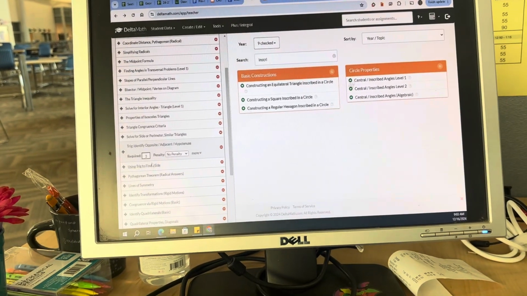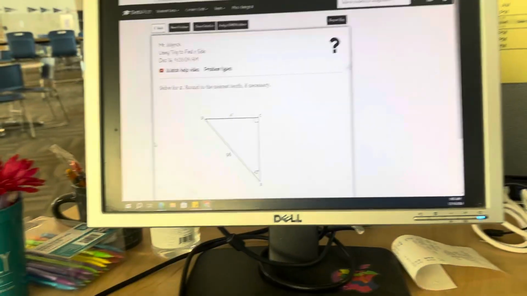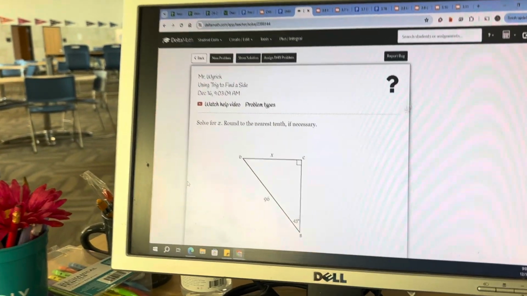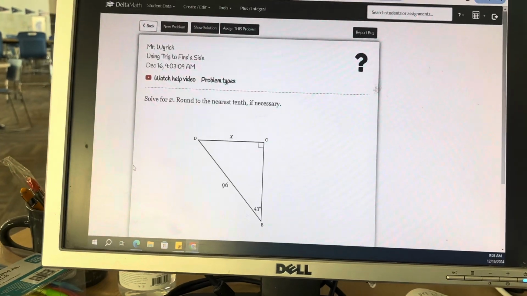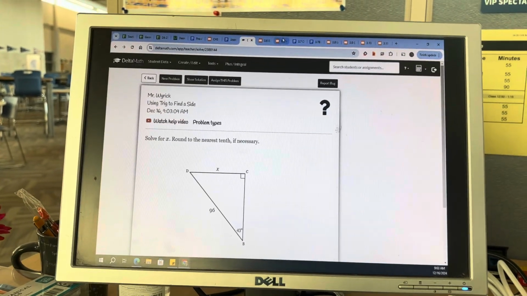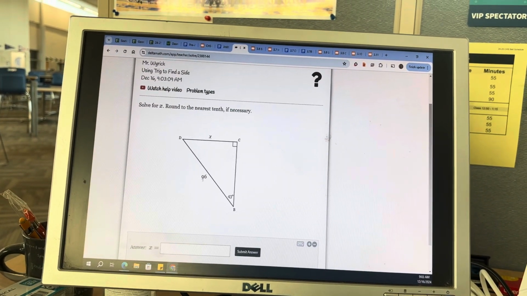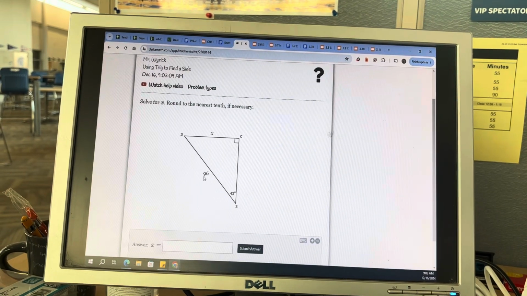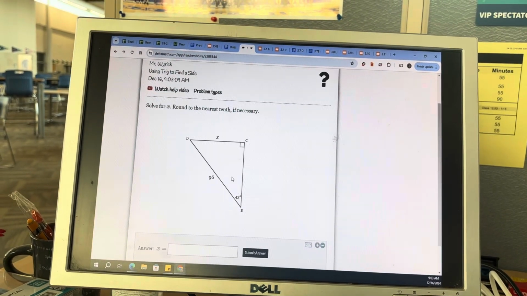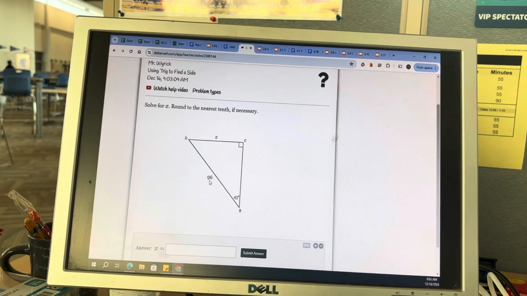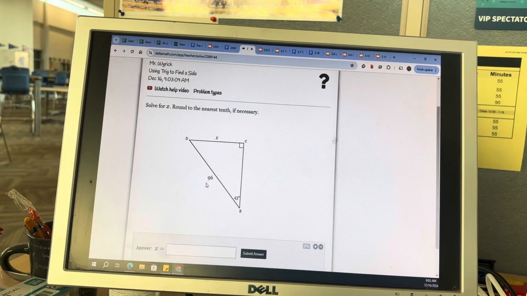Okay, nothing too crazy here. This semester exam's looking pretty good. Using trig to find a side, remember, you do need to make sure that your calculator is set to degrees. You can split screen this one with Desmos. This is going to be my opposite and my hypotenuse. I'll write SOHCAHTOA on the board again, but opposite and hypotenuse would be sine. The sine of 43 is equal to x over 96.